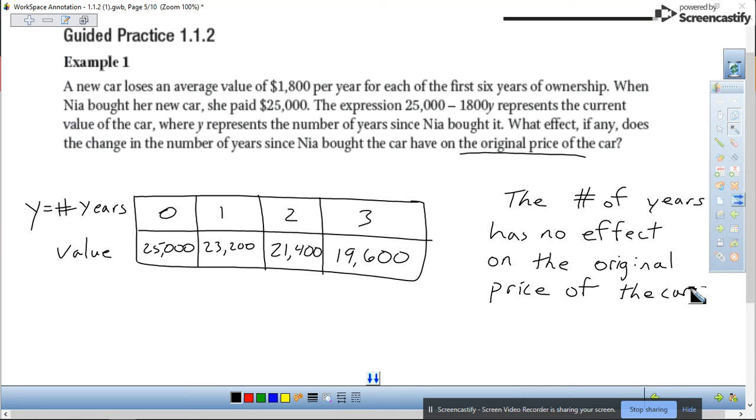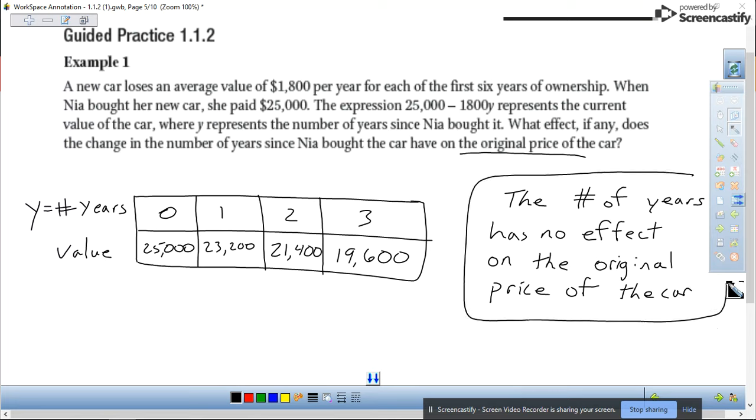There's really not a lot of work to be done on this one. It's really about understanding that the variable is not connected to the constant, and the variable really has no effect on the constant, which in this case was the original price of the car.